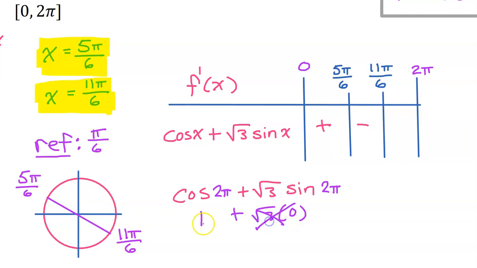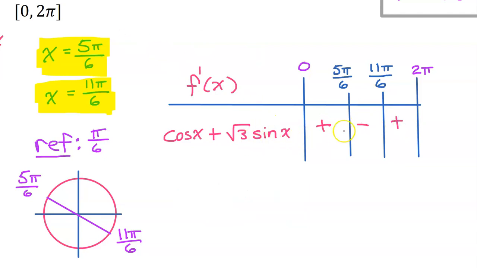So that's going to wipe this out, and we're left with +1. So this is a positive value. Because this is the only row on our sign chart, we really have found that f prime is positive in this interval, negative in this interval, and positive in this interval. That means that the original function f of x is going to be increasing in this interval, decreasing in this interval, and increasing in this interval.